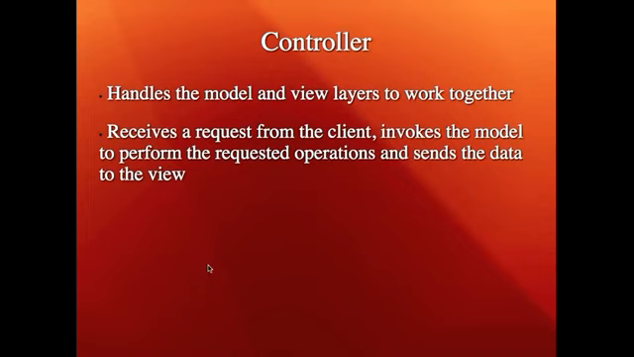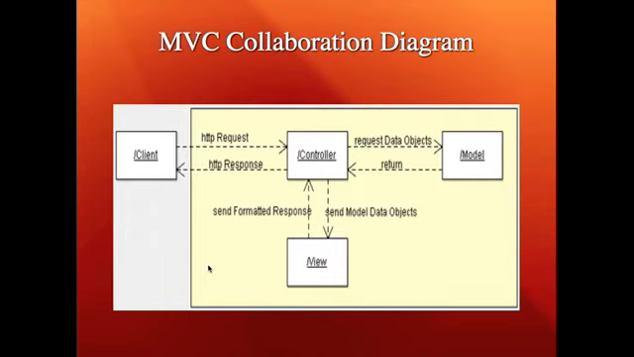Receives a request from the client, invokes the model to perform the requested operations and sends the data to the view. So that means from the model view, you have to send the request to the model view, and then get the information, and then it is provided to the view model. So here is the diagram, how it collaborates with the model.